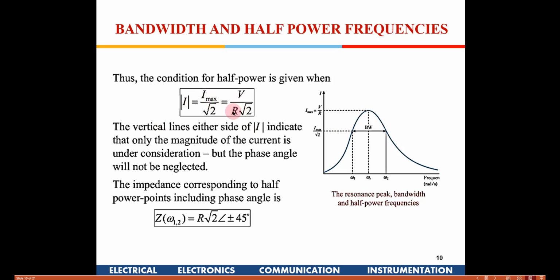Now the new impedance which has to be offered by the circuit has to be R times root 2. Now R times root 2, right? So how can this increase? Now we are only changing the frequency here. Once we are changing the frequency, at omega 1 it is a low frequency, so 1 by C omega will be much greater than L omega. So along with R there will be a 1 by C omega minus L omega component also, which will come.